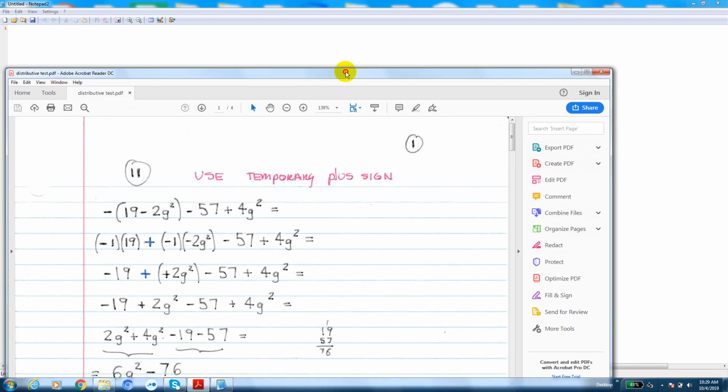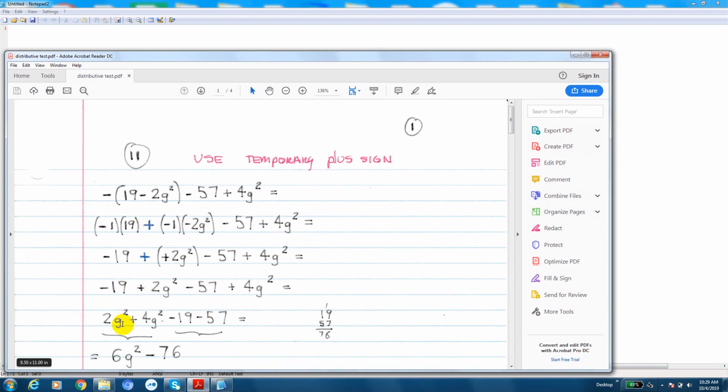Okay, now it's time to combine like terms. The 2 and the 4 are positive, and they're both the same, so you add them up. These two, negative 19 and negative 57, they are the same sign, so you add them up, and then you give it a negative sign because these two signs are the same. So in other words, negative 19 minus 57 is negative 76.